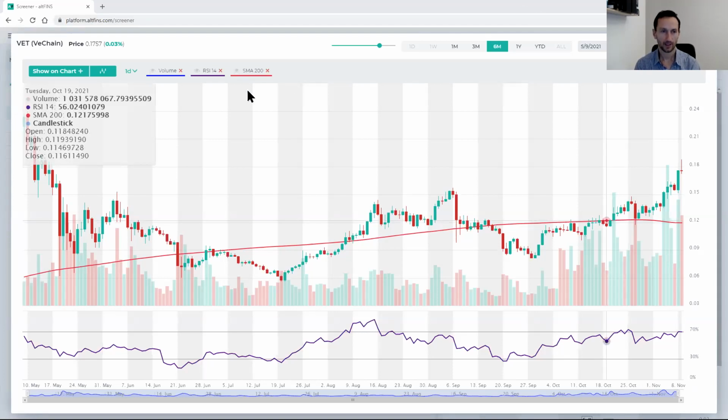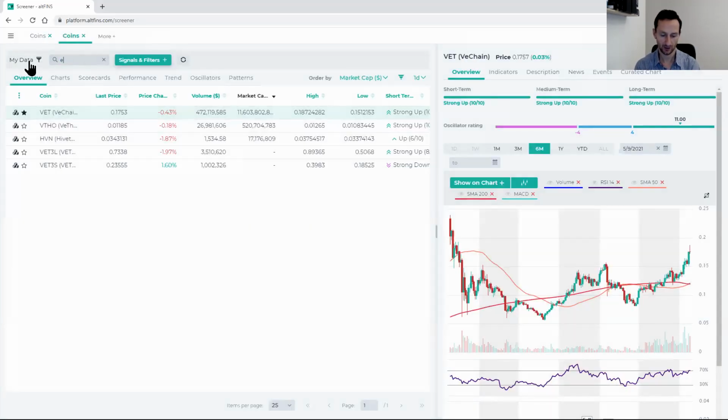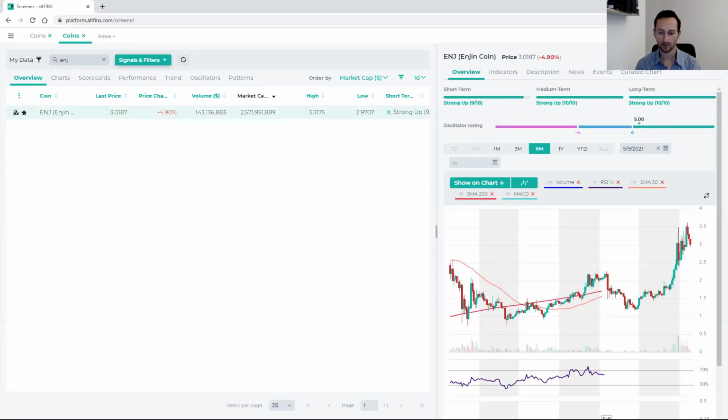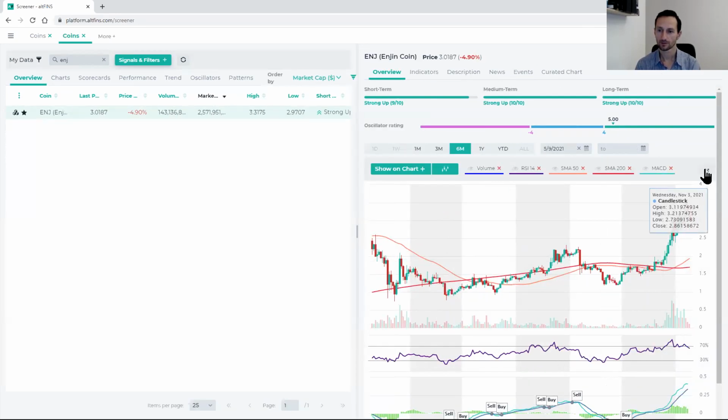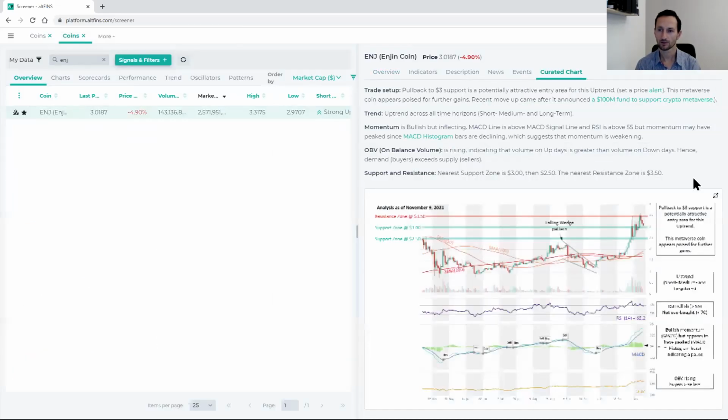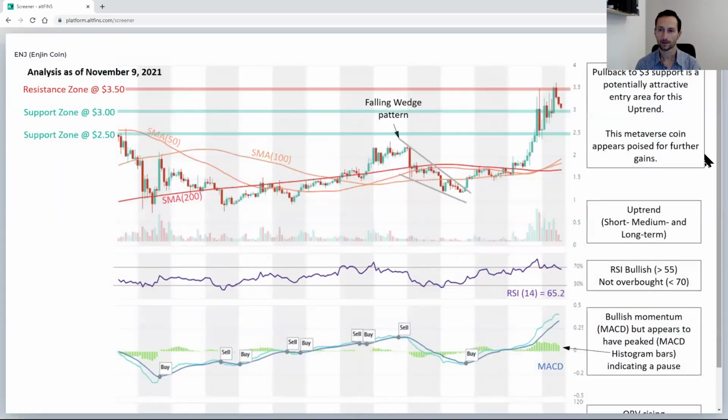Let's take a look at Ethereum. Actually, let's look at Engine. Exciting coin. Been making some big moves on the whole excitement around metaverse. So this one, and again, we have a curated chart on it. So use it. We indicate that in this case, we see a resistance area around $3.50.